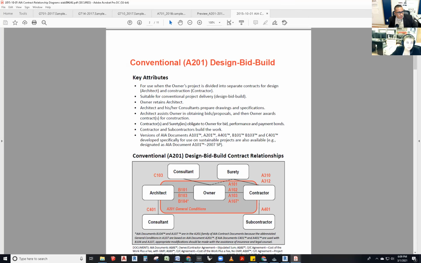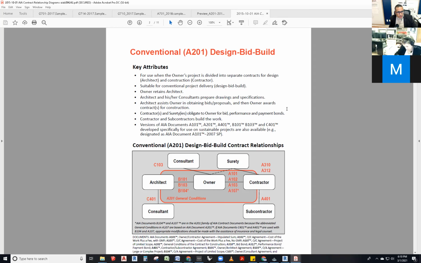Hello, everybody. So now we're gonna get started with the A201. We have already completed the B101, which is the standard form of agreement between the owner and the architect. We also did the C401, which is the standard form of agreement between the consultant and the architect. And we're gonna go through the A201. Hopefully, in a few sessions, it's gonna take several sessions because it's very long.